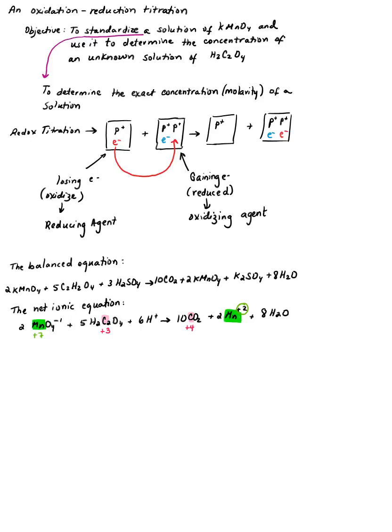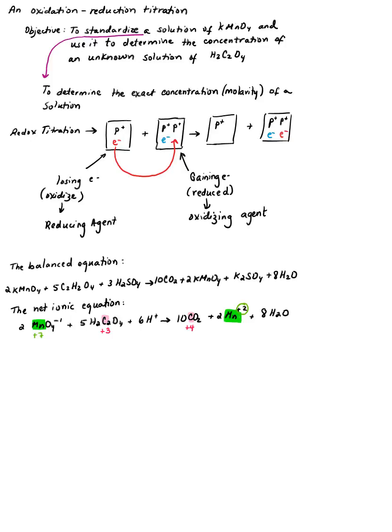So I have here a very simple representation of what you're going to be having in this experiment. You have two substances that are being mixed, and if you have a redox reaction, what is happening is that electrons are being transferred. So the electrons are going to be transferred from one substance to another substance.